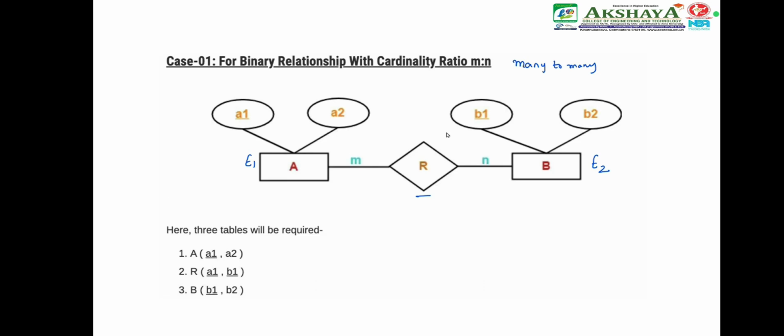In case 1, binary relationship with cardinality ratio M is to N means a many to many relationship. Here three tables will be required. For example, A belongs to A1 and A2, R belongs to A1 and B1, and B belongs to B1 and B2.